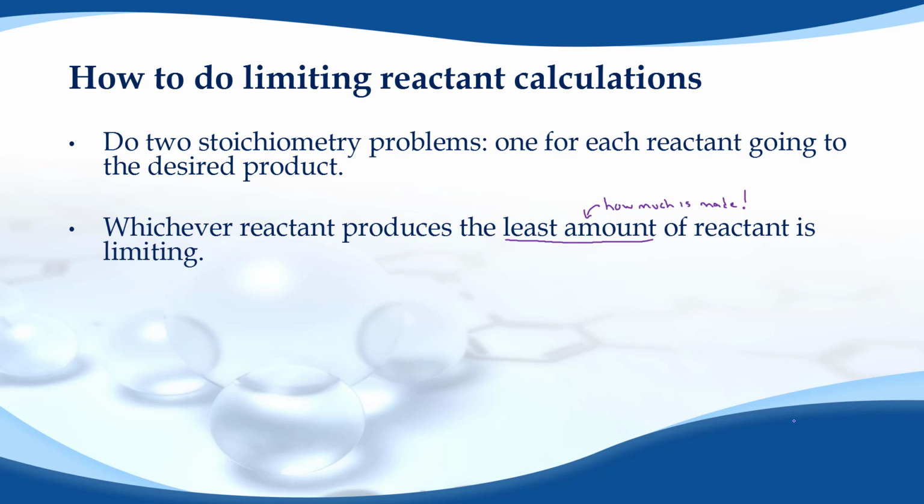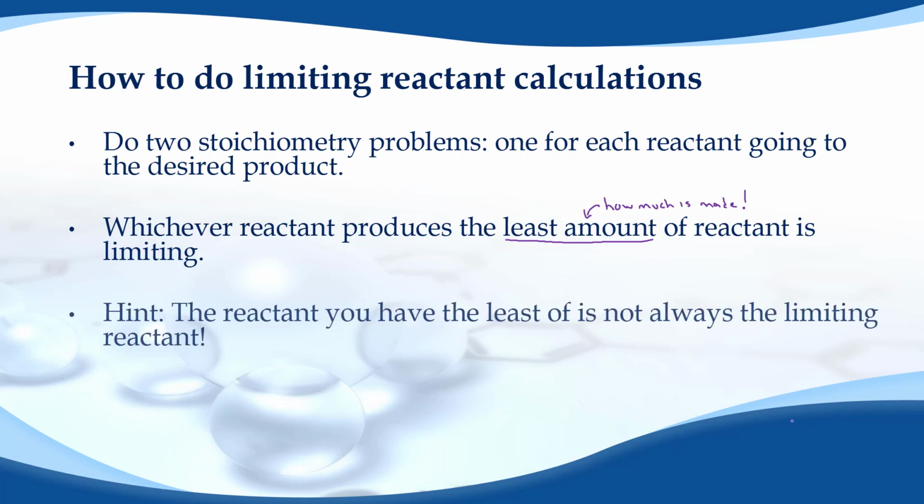Now, one little hint is that when you have these different amounts of reactants, the smallest amount of reactant that you have in terms of grams is not always going to be the limiting reactant. What's going to happen is that mole ratios and molar masses will come into effect, and those will change which one might be limiting based on your initial observation. So let's try an example of this.